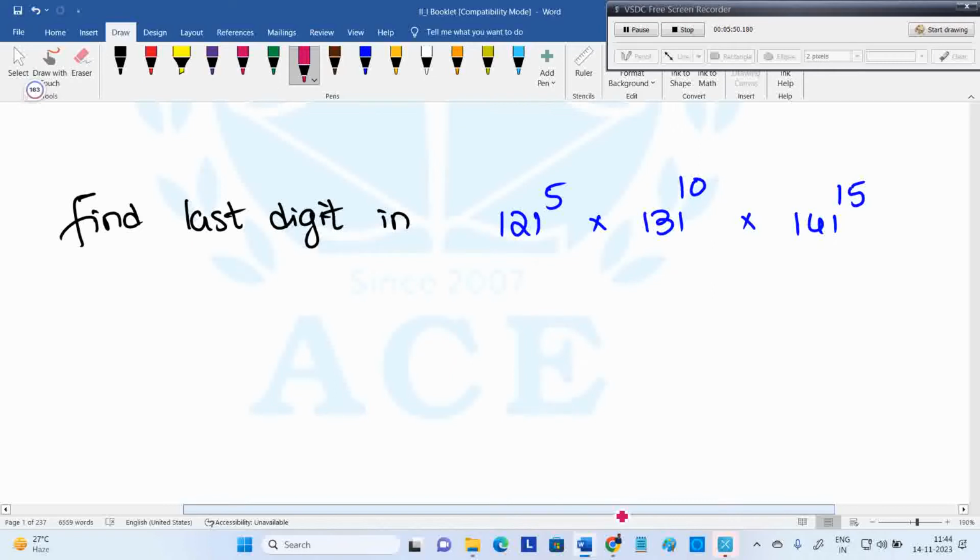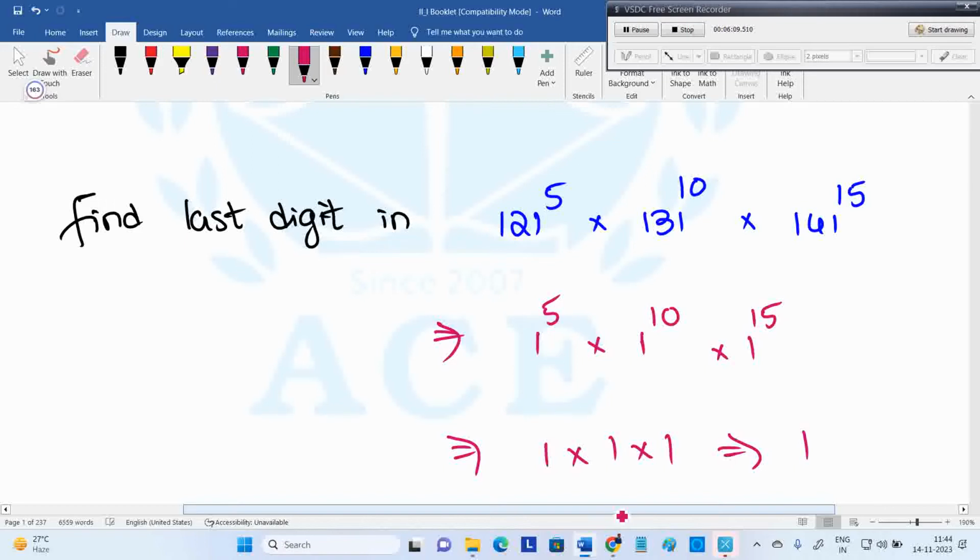Right, now what is the units place here? 1. So 1 power 5. Take only the units place. Here 1 power 10, 1 power 15. You know 1 power any positive value is anyhow 1 only. So the product is finally 1. Your answer is 1, my dear.